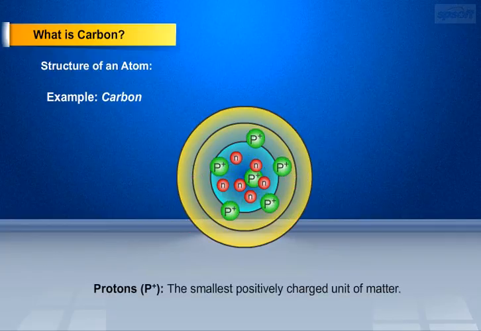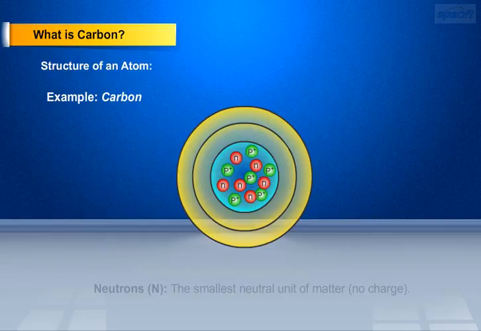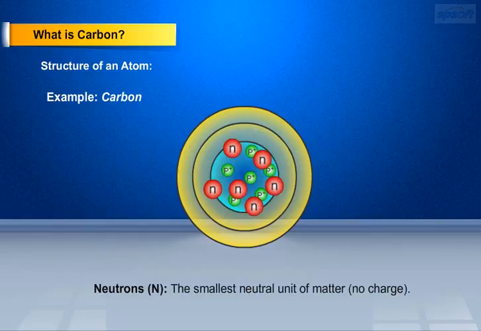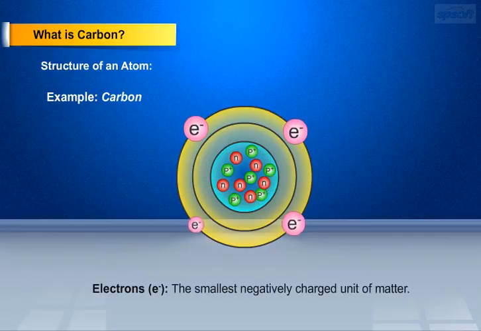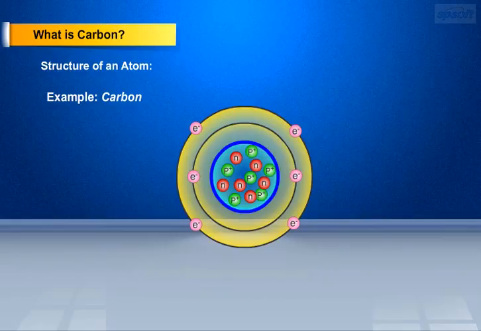Protons are the smallest positively charged unit of matter. Neutrons are the smallest neutral unit of matter, that is, no charge. Electrons are the smallest negatively charged unit of matter. The structure of each atom has a ball-shaped center, called the nucleus, which contains the protons and the neutrons. Around this nucleus the electrons orbit, like planets around the sun.